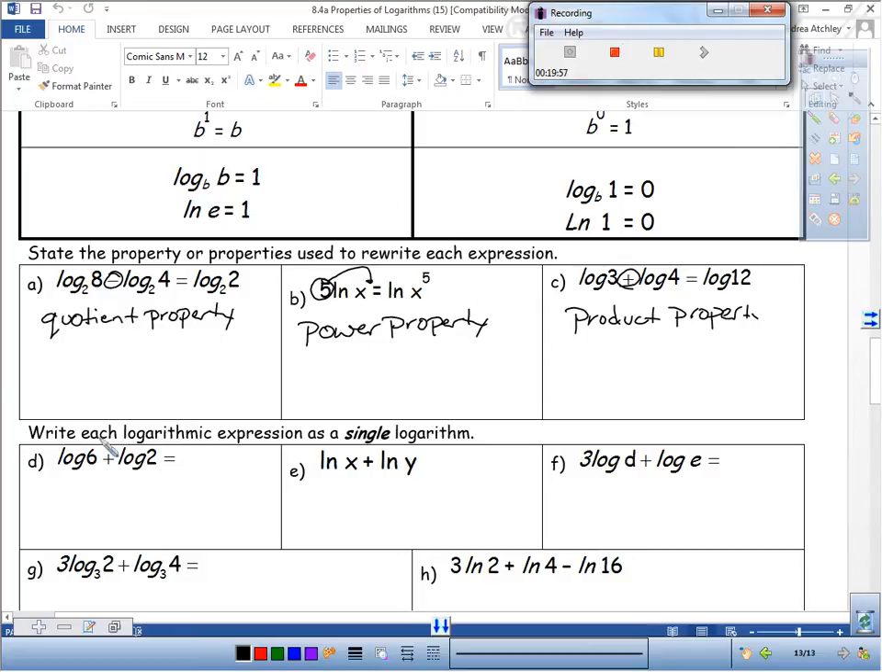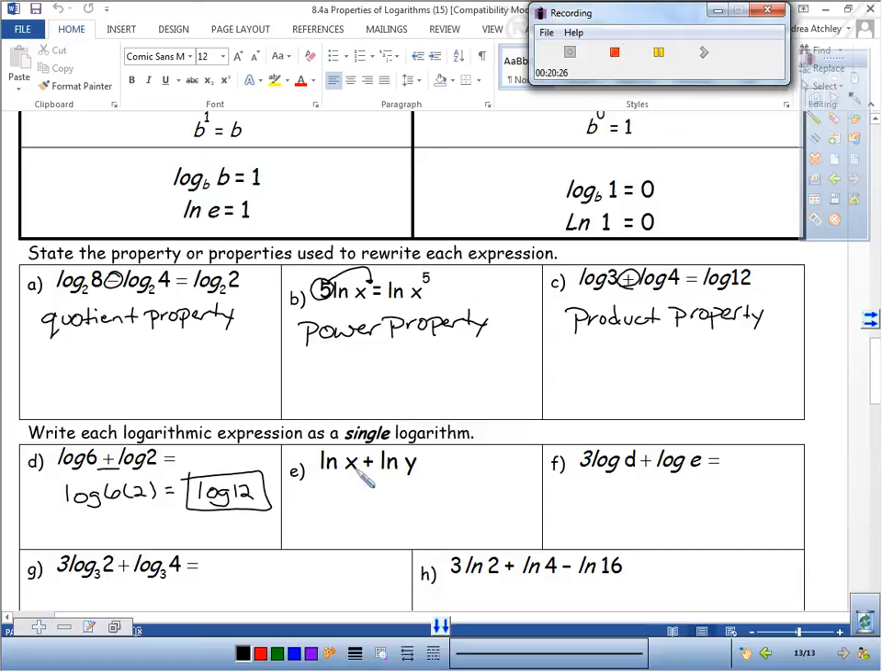Okay, so we're going to write each logarithmic expression as a single logarithm. So when we have the addition, that means I can just multiply the log of 6 times 2, which will just be the log of 12. Any questions over that?